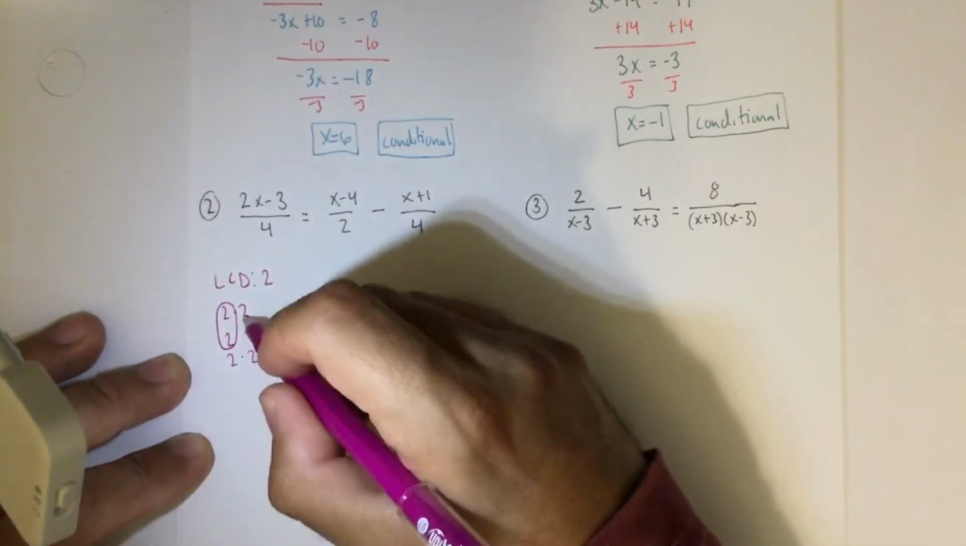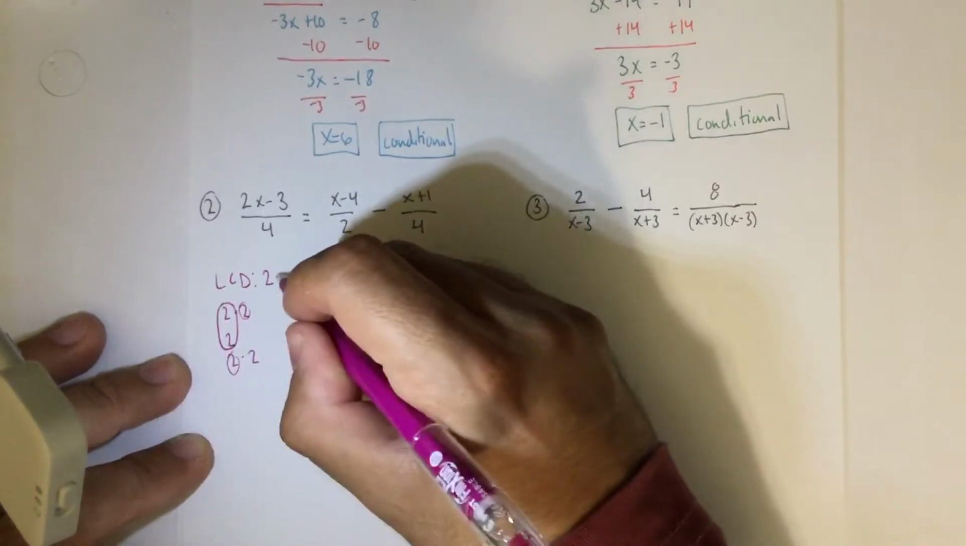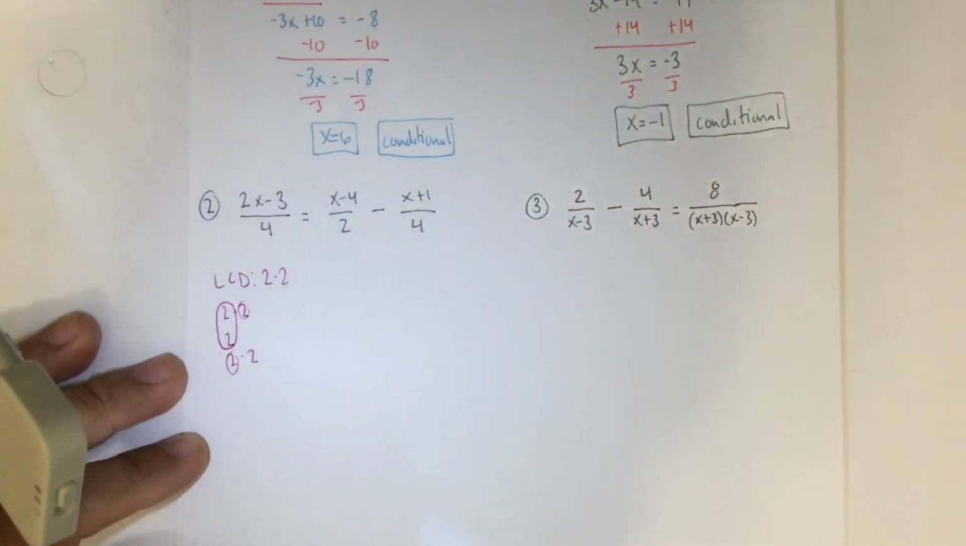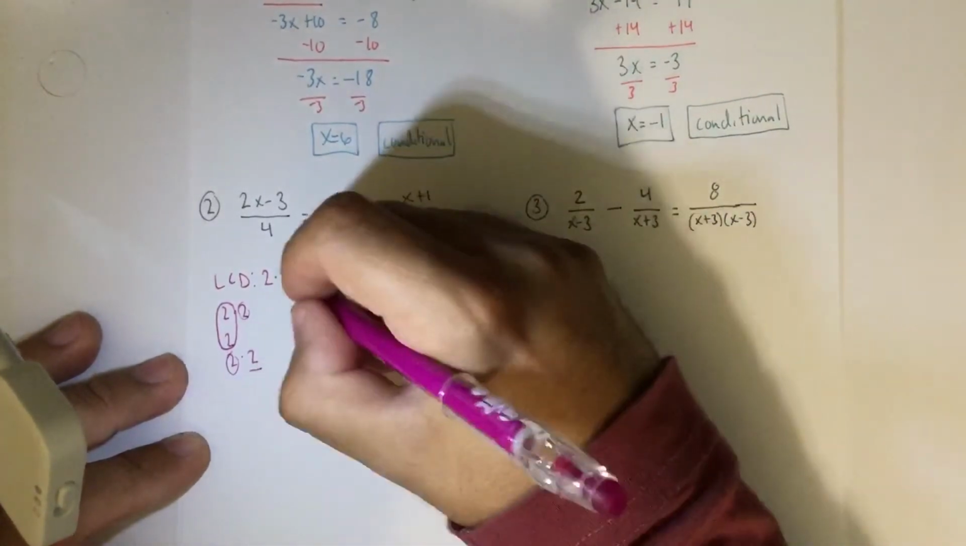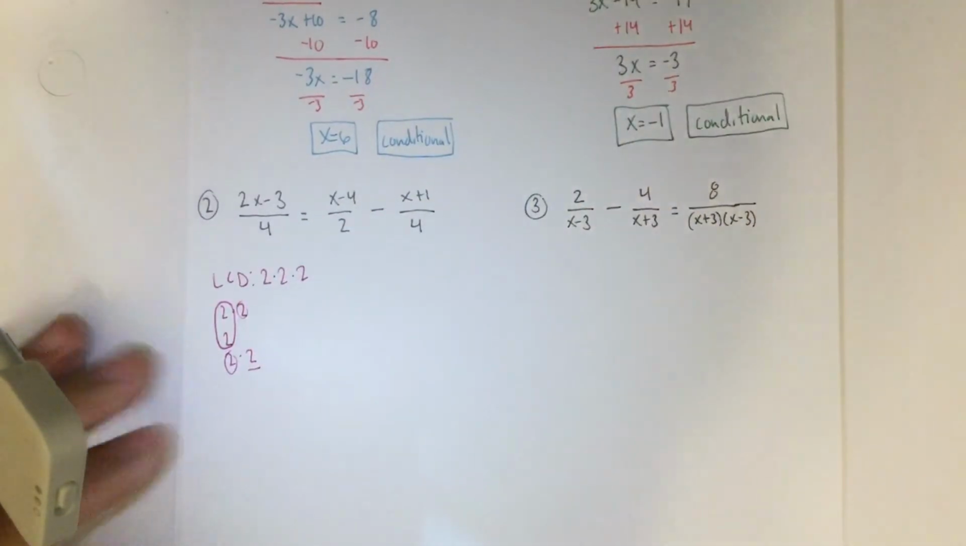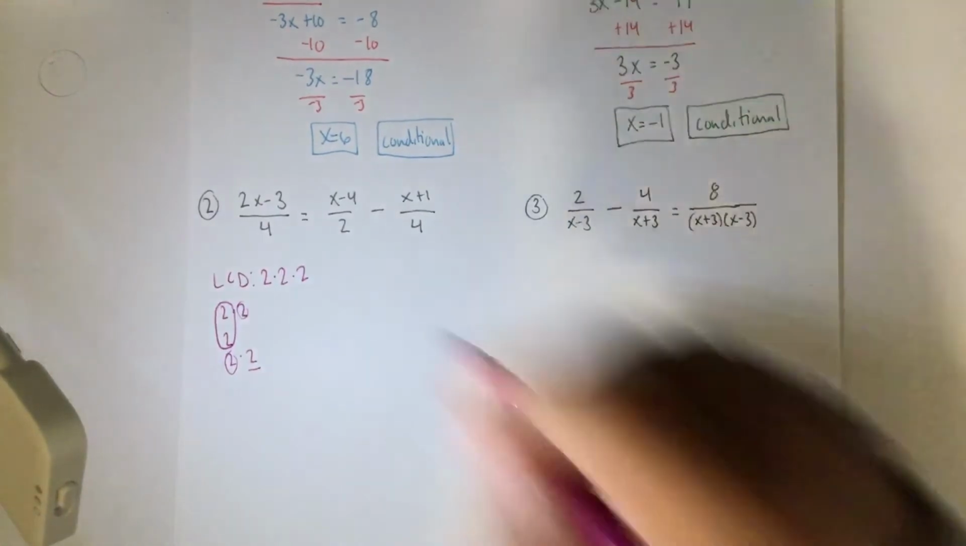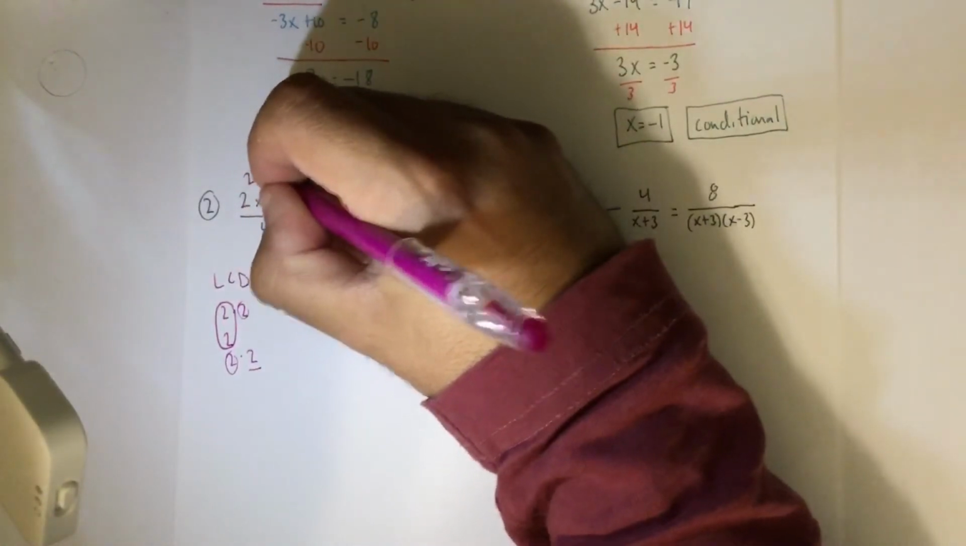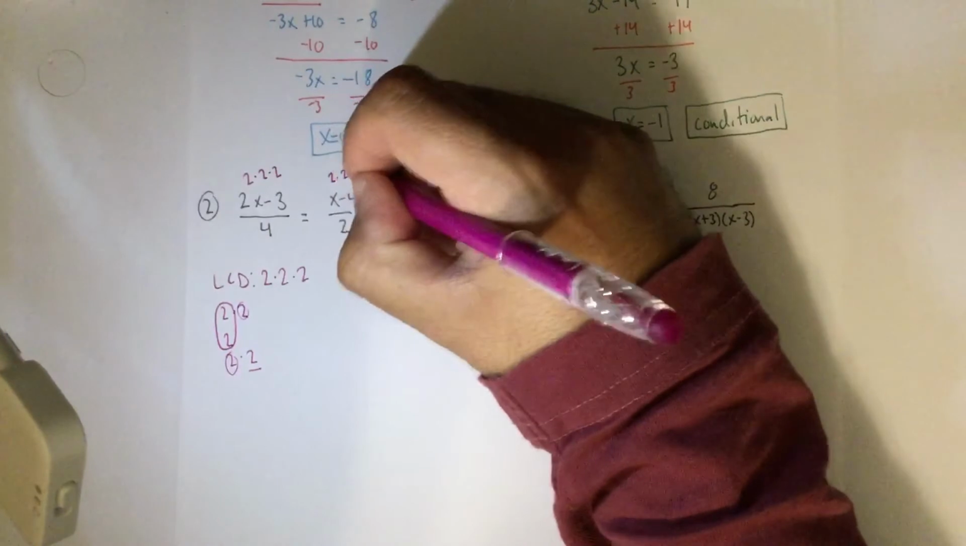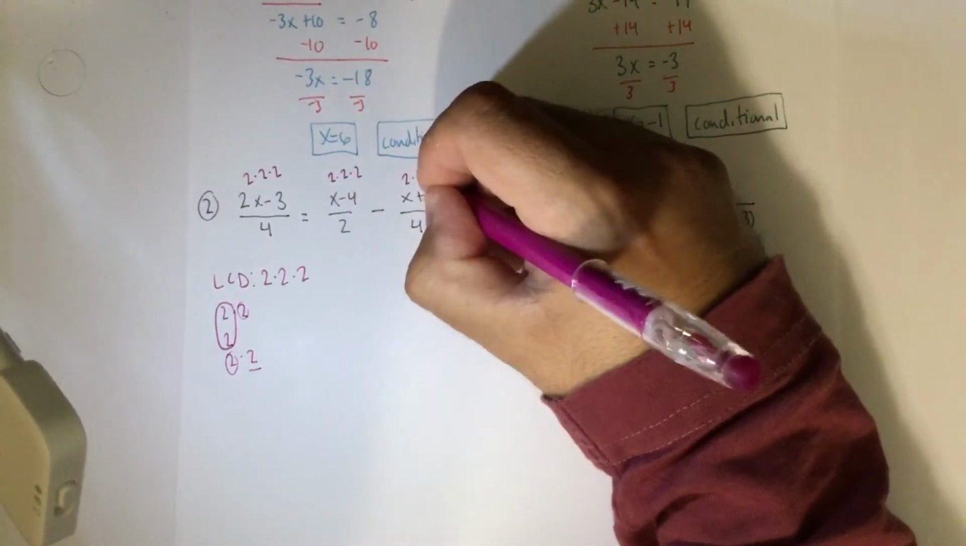Can't be in the same one, they have to be separate. So this one and this one, that's another 2. So 2 and 2 is what they have in common. What's not in common is this last 2. And right here, this is your LCD, 2 times 2 times 2, which is 8, okay? So I'm just going to put that above each one, 2 times 2 times 2, 2 times 2 times 2, 2 times 2 times 2.